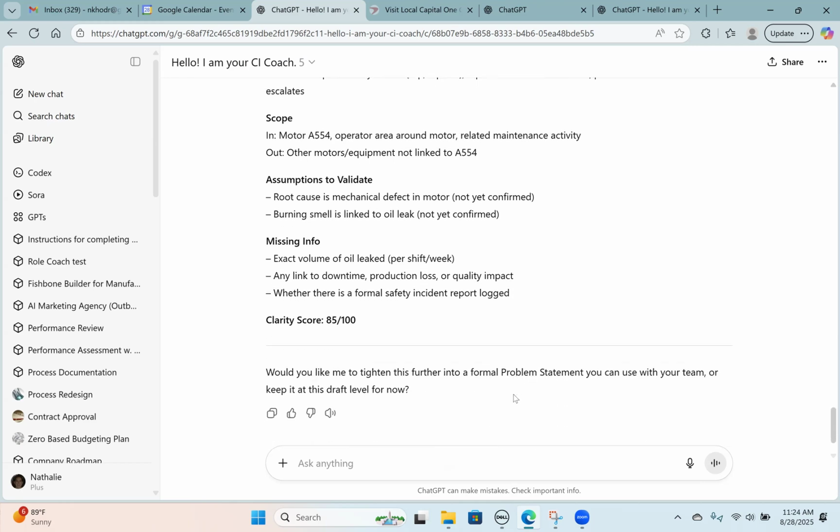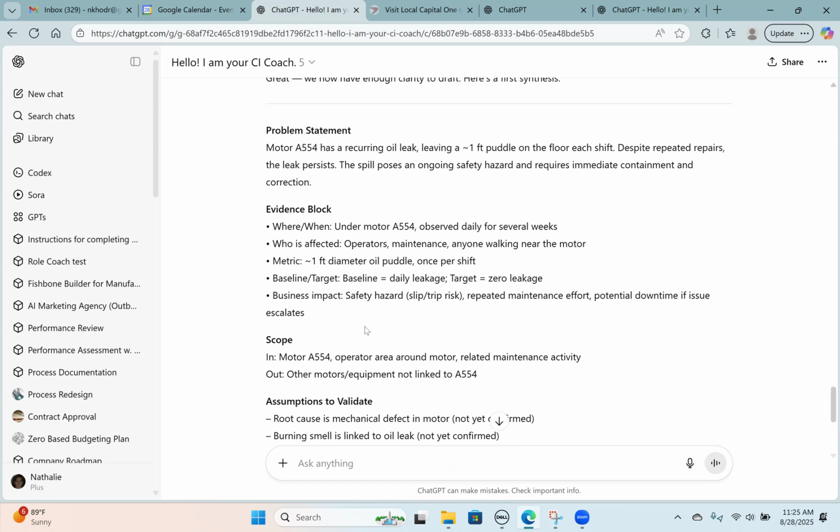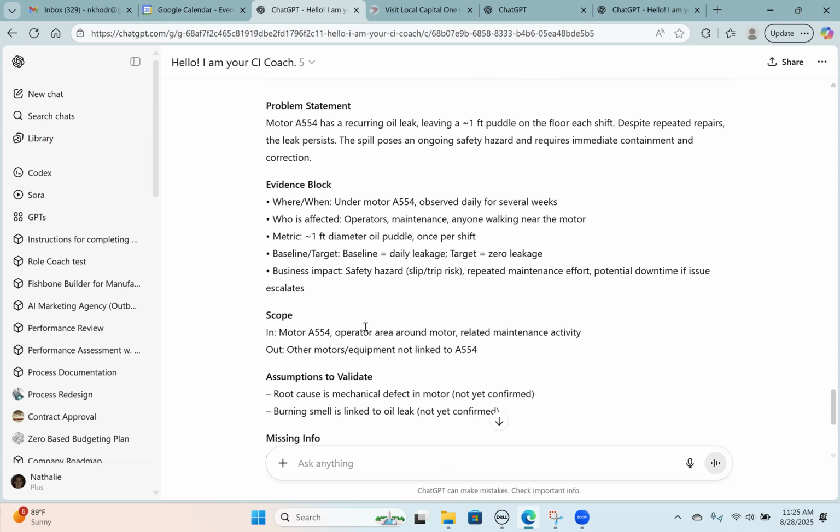And at the very end of the problem statement, it also gives you a clarity score, meaning that the amount of information that was given is good enough, 85% good, in order to produce a problem statement that we can adopt, run with, and have discussions with the various teams on.